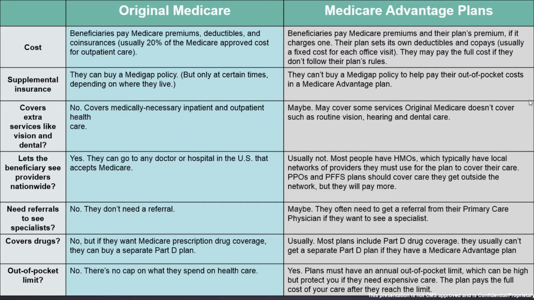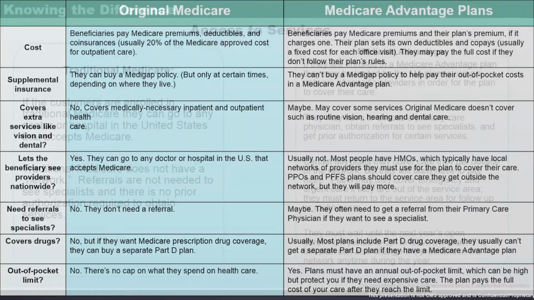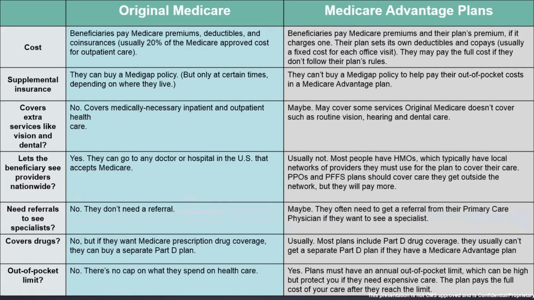Does original Medicare cover drug coverage? No. That's where they have the choice of purchasing a D plan standalone if they would like, but it is not something that is built in. For Medicare Advantage plans, usually it does have a little bit of Part D drug coverage, either built in or else a standalone plan. They can have that choice. Oops, and I forgot the last one, sorry.